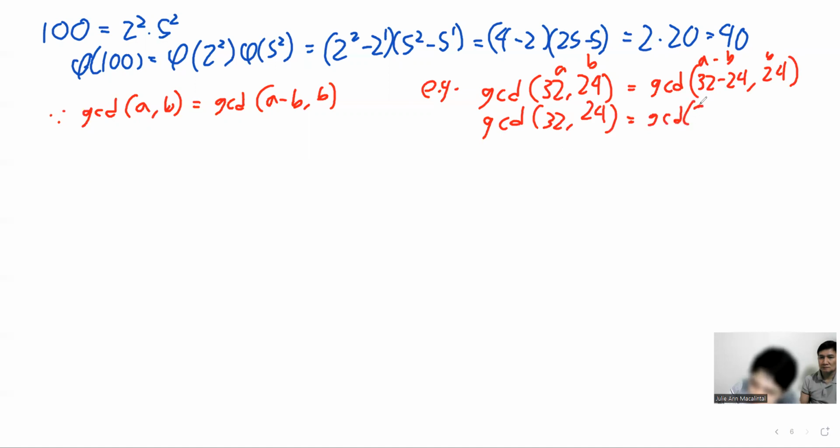GCD of 8 and 24. This right side is easy, that's just 8. And the left side, that's also 8. So yes, this formula is true. We will use this. Joshua will use this formula for solving and proving this one.